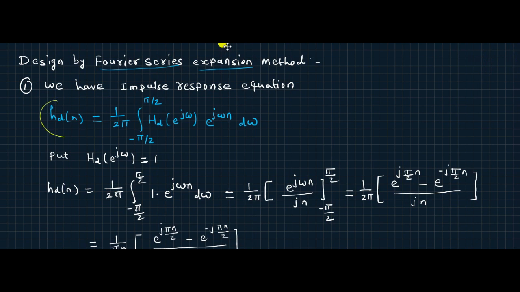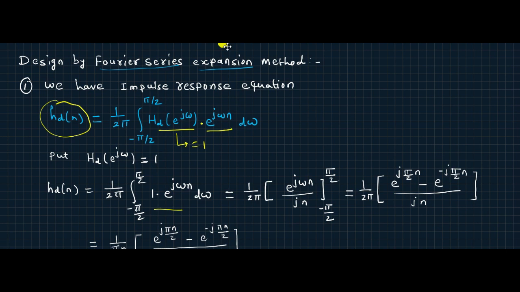We have hd of n, the desired impulse response. It is 1 by 2 pi times the integration of Hd of e raised to j omega into e raised to j omega n d omega, from minus pi by 2 to plus pi by 2. That is the range of frequencies for which we have to find the impulse response of the filter. Hd of e raised to j omega equals 1, so substituting this, we get this term.